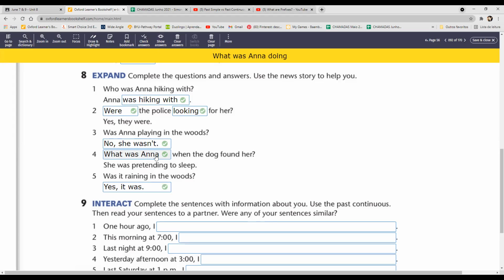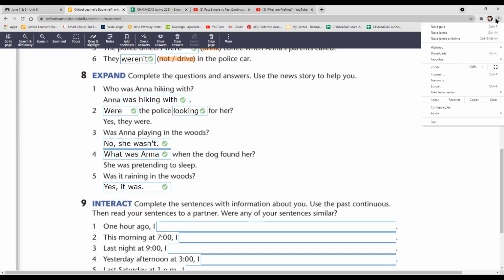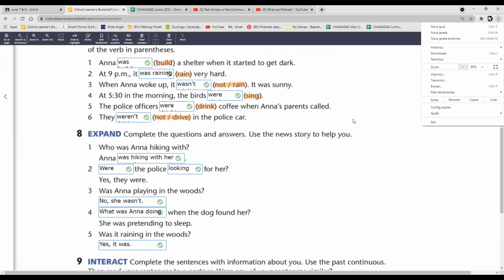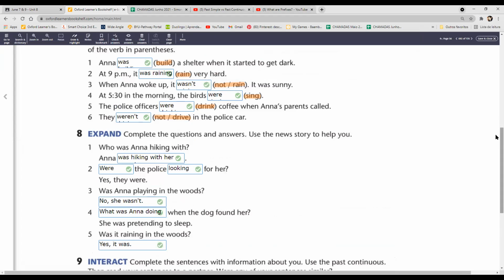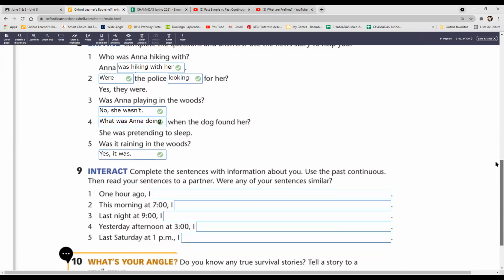Here the sentence is not complete. Guys, don't forget that it's missing the word "doing" because it doesn't fit here. Let me just try to make it smaller for you. Now we can see all the answers in the box. Now let's move on to number 9, the last part.